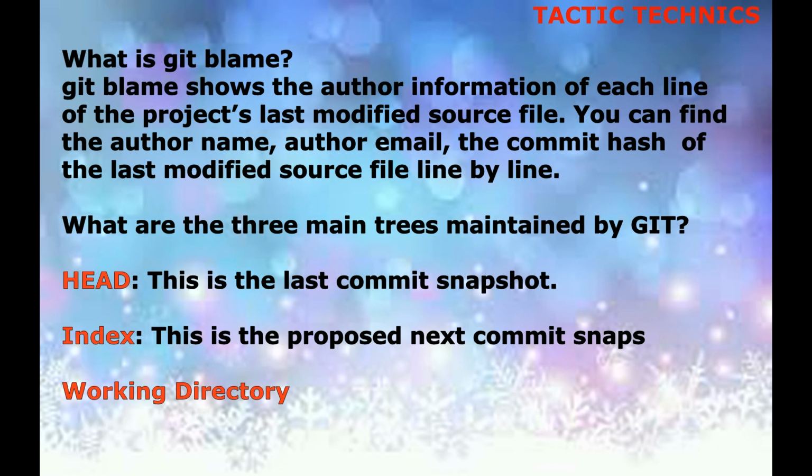What is git blame? git blame shows the author information of each line of the project's last modified source file. You can find the author name, author email, and the commit hash of the last modified source file line by line. What are the three main trees maintained by Git? HEAD, this is the last commit snapshot. Index, this is the proposed next commit snapshot. Working directory.